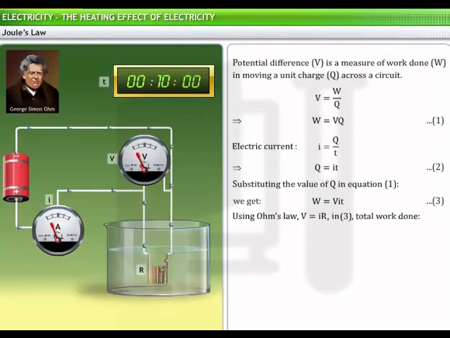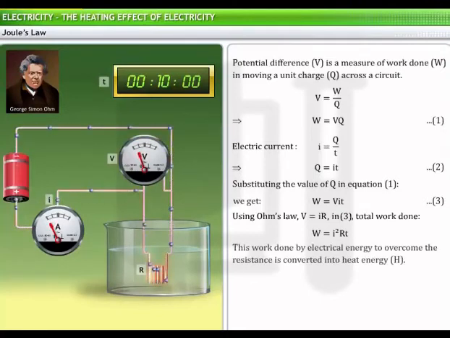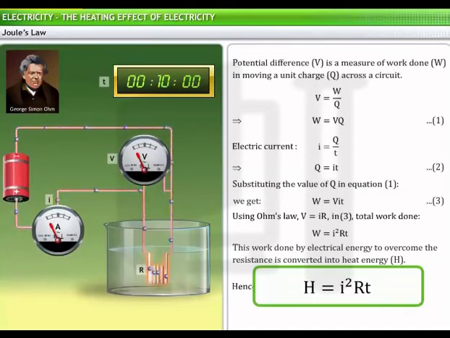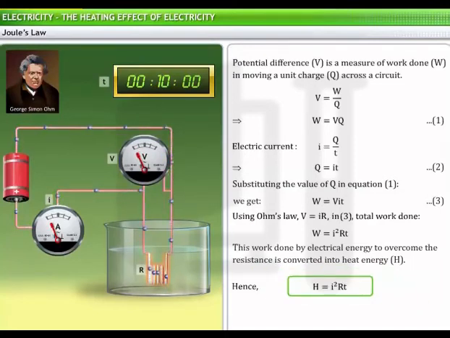Now let's use Ohm's law. V is equal to IR, in expression 3, to get the formula for the total work done by electric current. The total work done by electric current, W, is equal to I squared RT. This work done by electric current to overcome the resistance of a conductor is converted into heat energy, which is represented by H. Hence, H is equal to I squared RT.